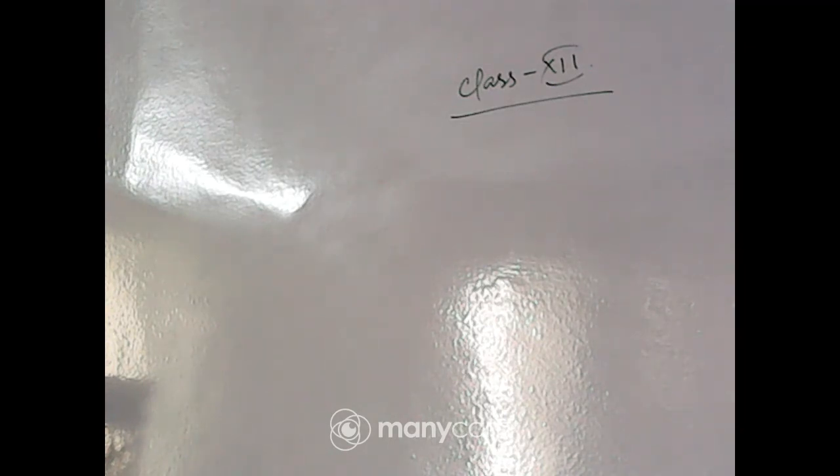What are emulsions? What are their types? Give an example of each type. Emulsion is a liquid in liquid colloid, yes.